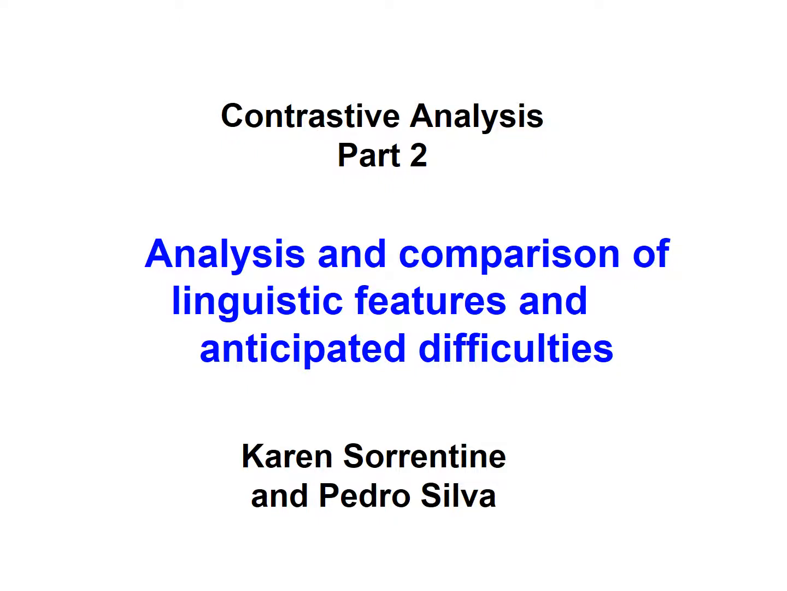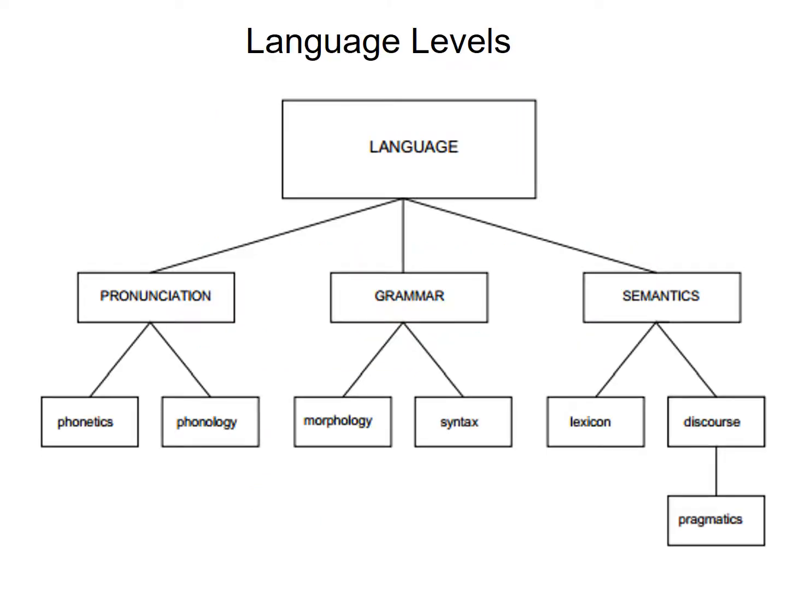In Part 2, we'll discuss the analysis and comparison of Spanish and English linguistic features, and we'll also pose some anticipated difficulties. Language is made up of several different levels. It is divided into three main categories: pronunciation, grammar, and semantics, each of which is subdivided further.